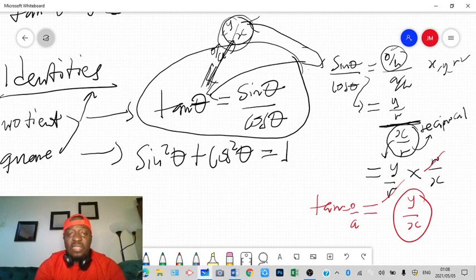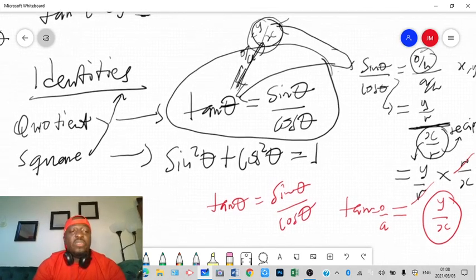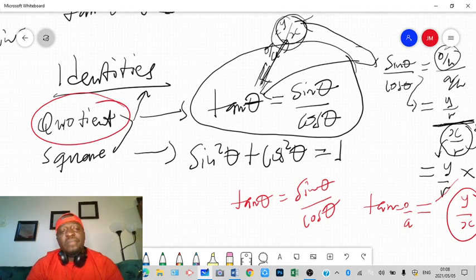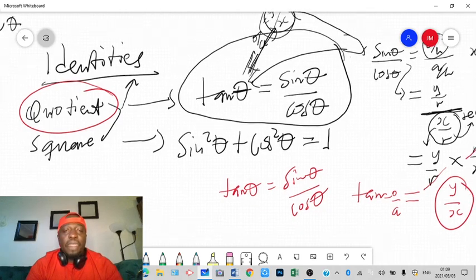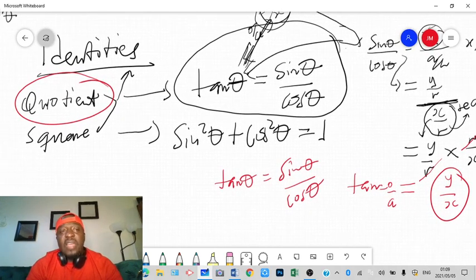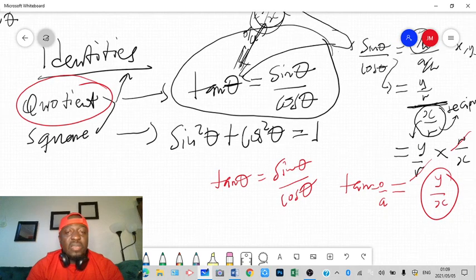Therefore, we can say that tan theta is equal to sine theta over cos theta. We call this the quotient identity. You would use this in proving identities of trigonometry. When it comes to that point, I'll remind you and refer to that.